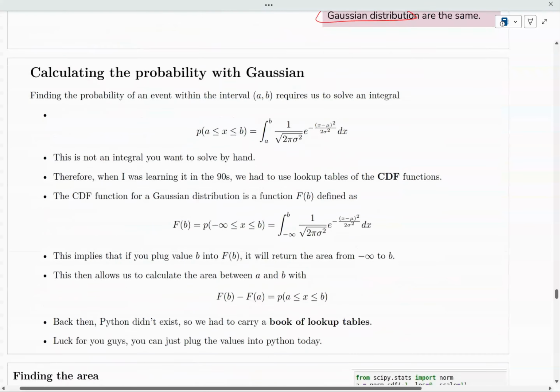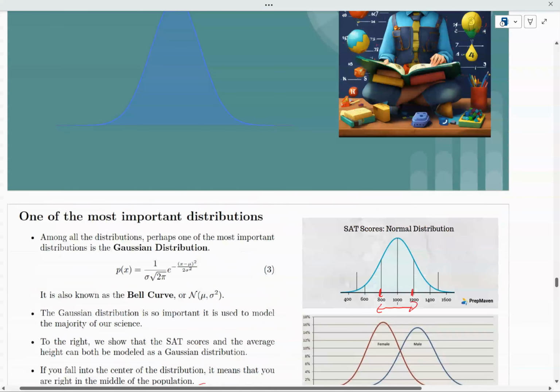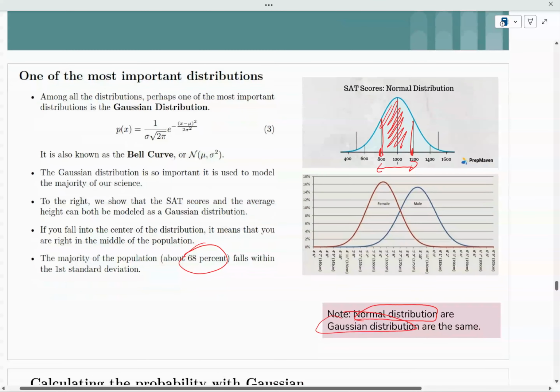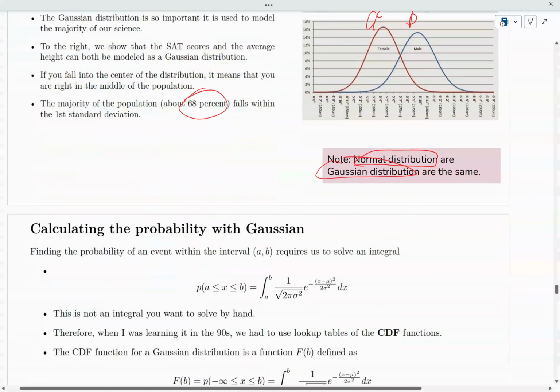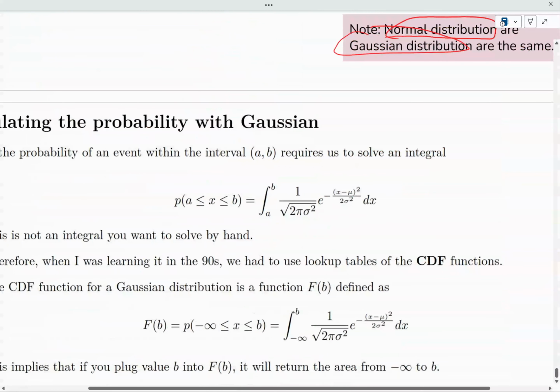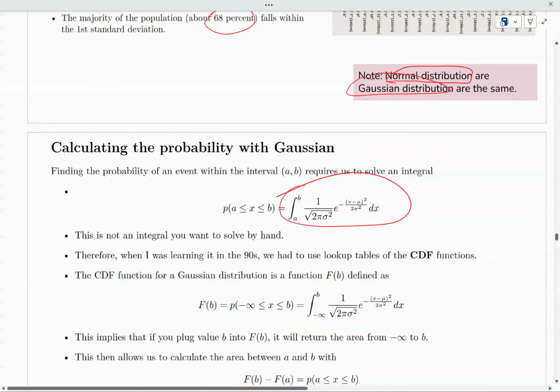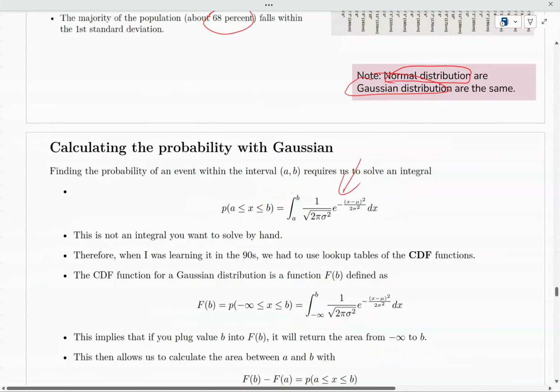Now, if you want to calculate the probability, like I said, you need to find the integral, the area between a point A and a point B, right? That's how you want to solve it. And therefore, you need to find the integral because this is, after all, a continuous distribution. Solving this integral is not fun. You don't want to be solving this integral.